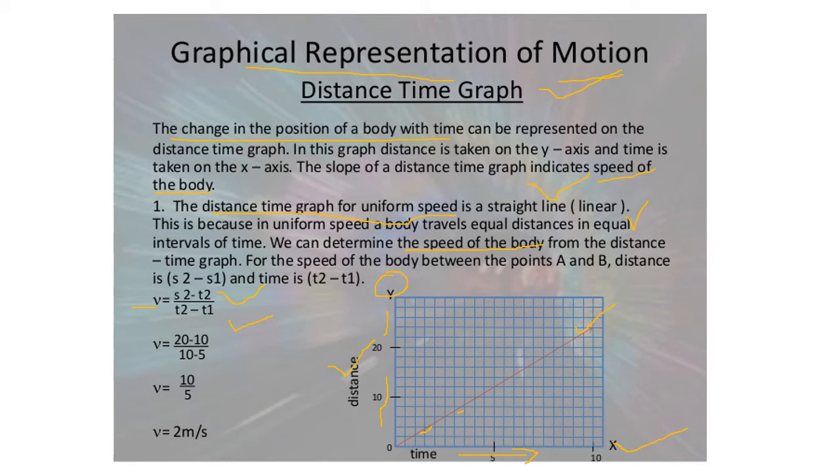That means for the speed of the body between A and B, the distance is S2 minus S1. Here it is written wrong; it is S1. So S2 minus S1, and the time is T2 minus T1. From the final time we will subtract the initial time, then we will find out the speed of this object. Can you see this one? This is the formula. Whenever you need to find out the distance or the time, you need to subtract the initial distance from the final distance, and the initial time from the final time.